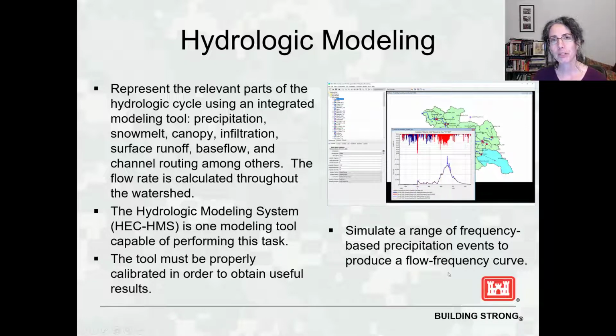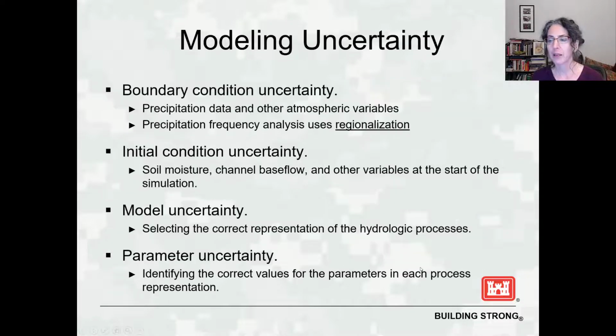In this approach to building a flow frequency curve, we're going to simulate a range of frequency-based precipitation events to compute a flow frequency curve. There's various different types of uncertainty in the modeling approach. Okay, the very first is the boundary condition uncertainty. The boundary conditions are the precipitation data and other atmospheric variables.